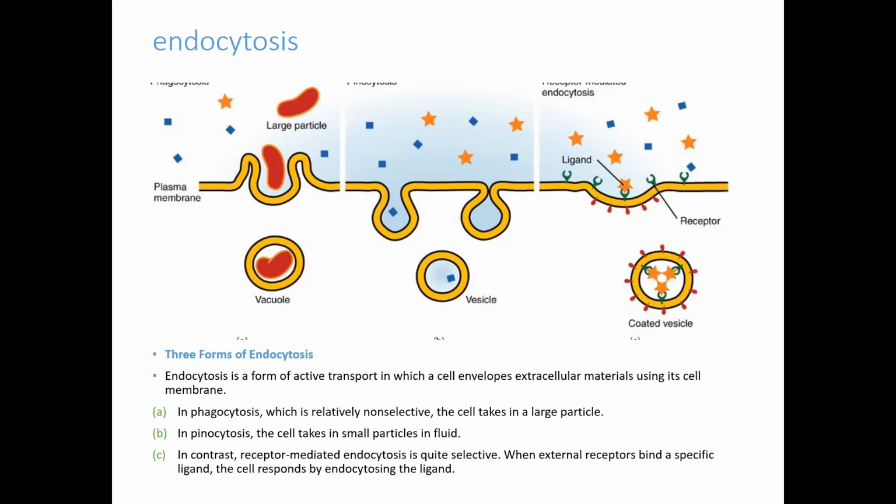And then in receptor-mediated endocytosis, we're looking for something special. We're looking for something specific. Maybe it's an enzyme. Maybe it is a protein. Maybe it is whatever that we need, that we're looking for. And so only substances that will fit in that receptor site will be taken in.